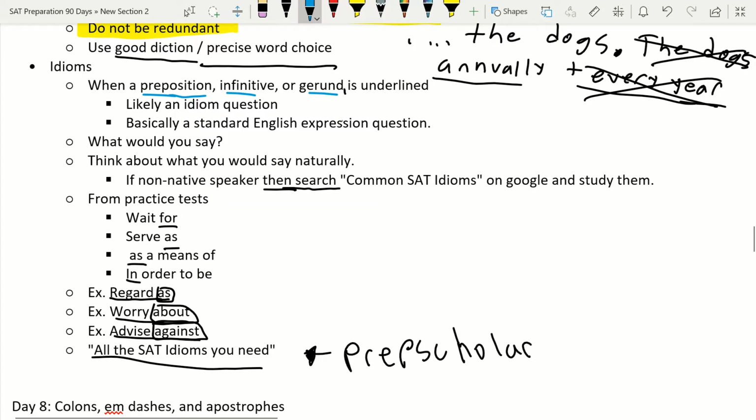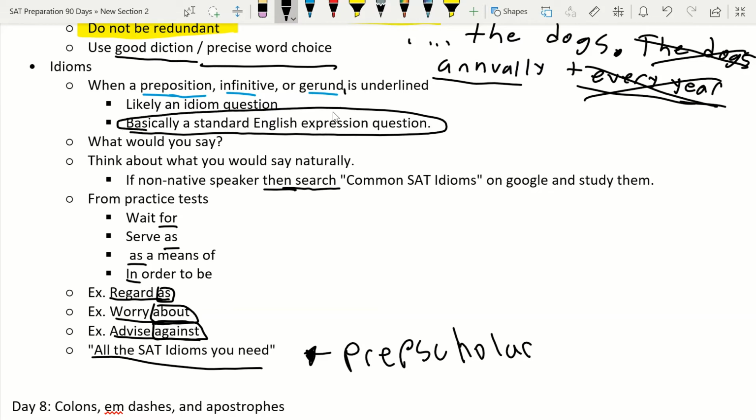So basically, how I approach idiom questions, and how I recommend you approach them, is to think of it as a standard English expression question, right? And that definitely rhymed. I didn't mean for it to. If it's a standard English expression question, what you're going to want to do is just think, what would you naturally say? This is especially beneficial if you grew up in America speaking English your whole life. It's going to be a lot easier for you.